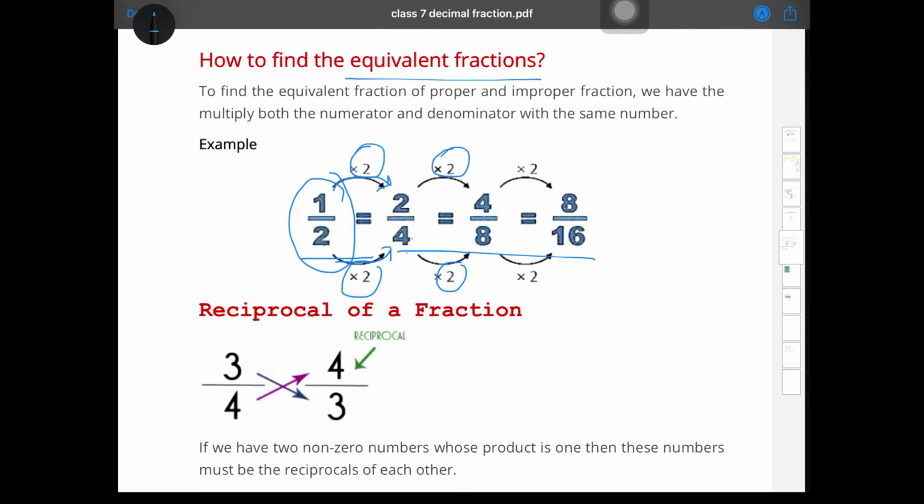The next one is the reciprocal of a fraction. Reciprocal of a fraction means, suppose you have 3 by 4, then in the reciprocal the numerator will become the denominator, and the denominator will become the numerator. So the reciprocal of 3 by 4 will be 4 by 3.